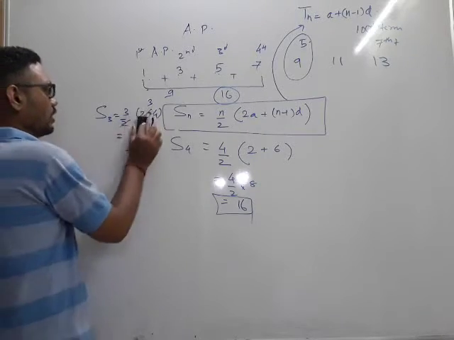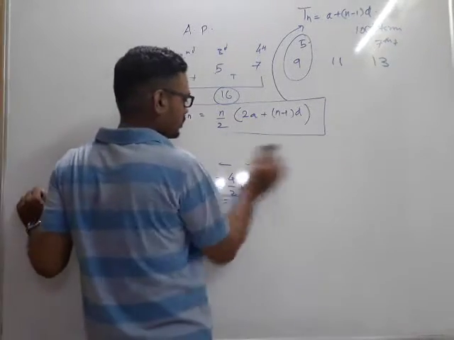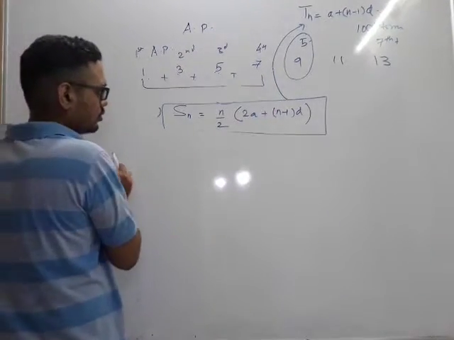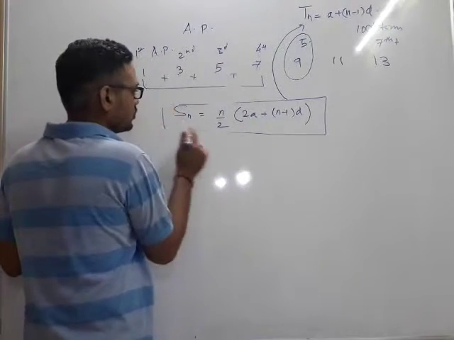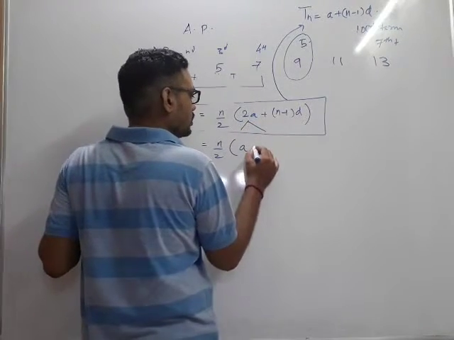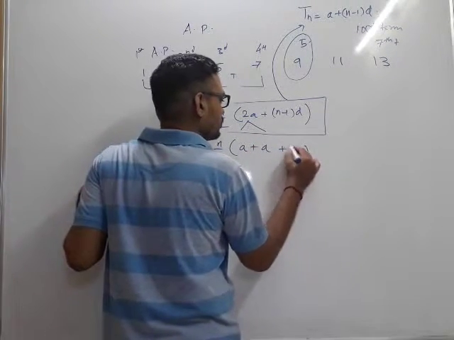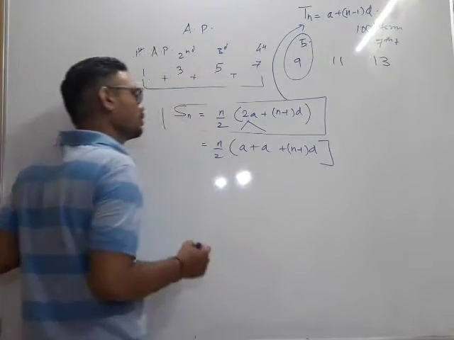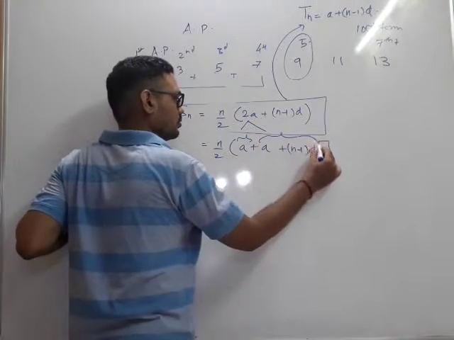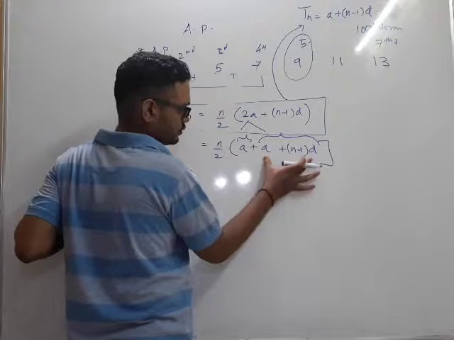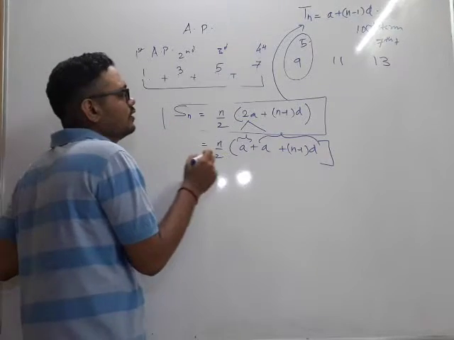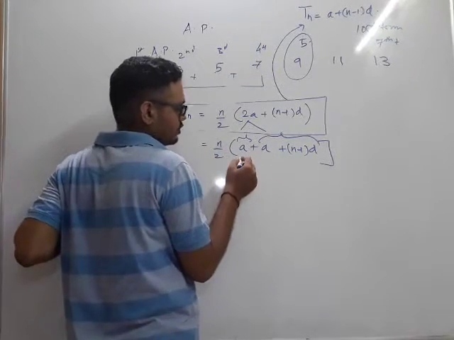Okay. Now have a look at it very carefully. What if I don't have? Okay, I'll talk about it later. This can be written as n by 2. This can be written as 2a. I am splitting a plus n minus 1 into d. What is this? One set, another set. This is the nth term, this is the first term.